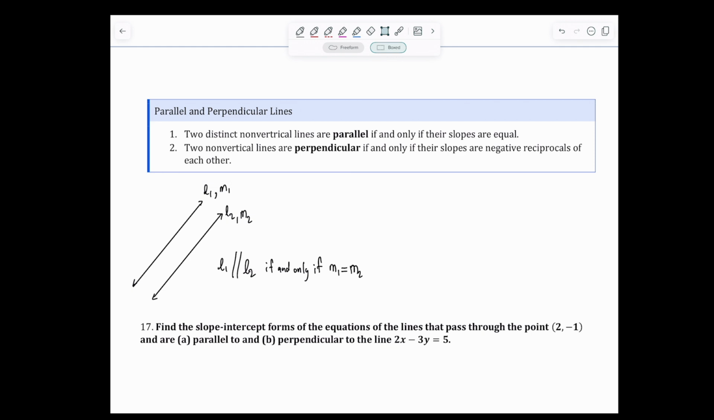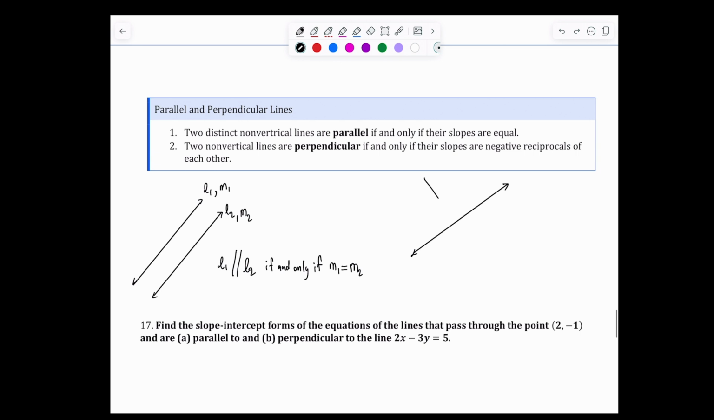Two non-vertical lines are perpendicular if and only if their slopes are negative reciprocals of each other. Perpendicular lines meet or cross at a point, and at the point where they cross, they meet at a 90-degree angle.